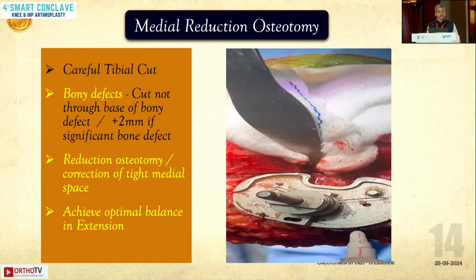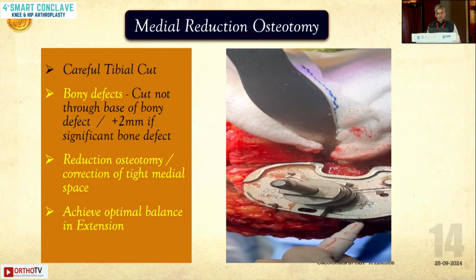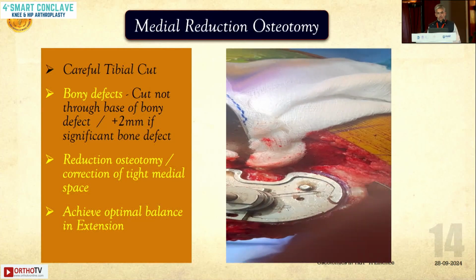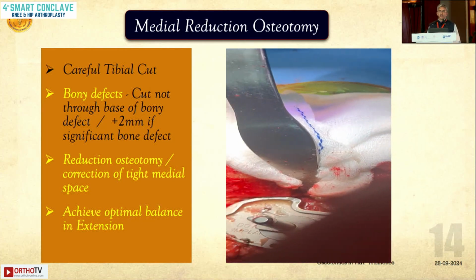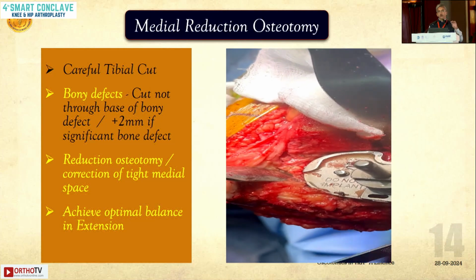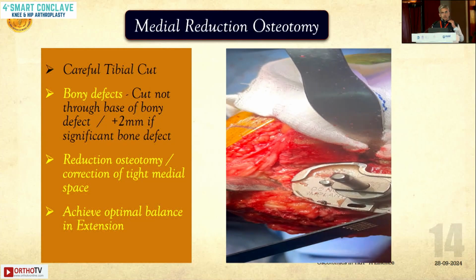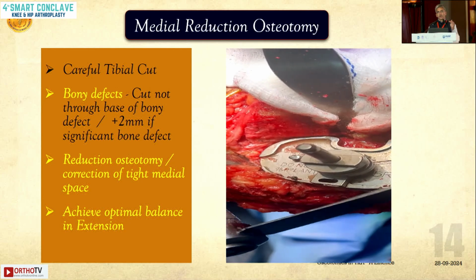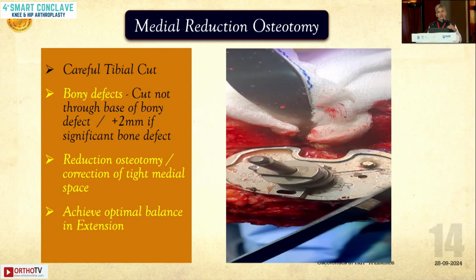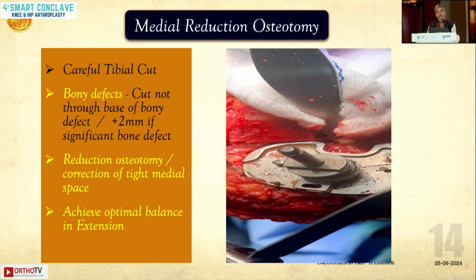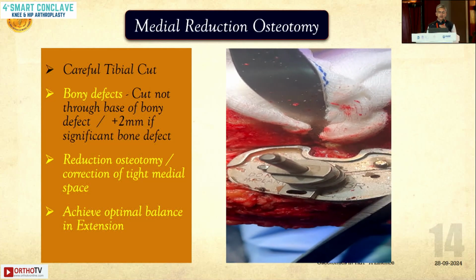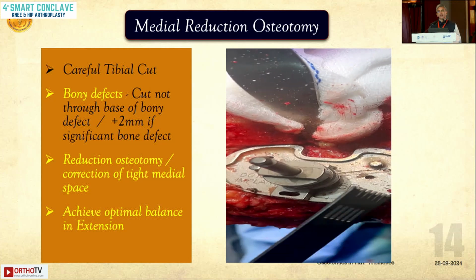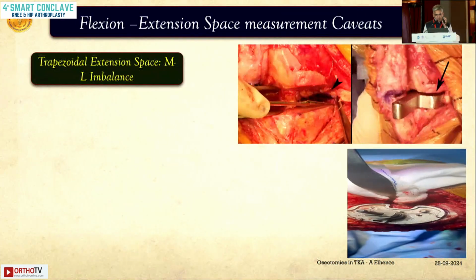So after careful tibial cuts, you assess the size of the bone defect, and a reduction osteotomy helps us to correct the tightness in extension. Sometimes the defects can be very severe, and then you have to go to the base of the defect, and in those situations you will need to downsize the tibial component, which will cause increased reduction osteotomies on the medial and posteromedial side, thereby giving an increased medial release.